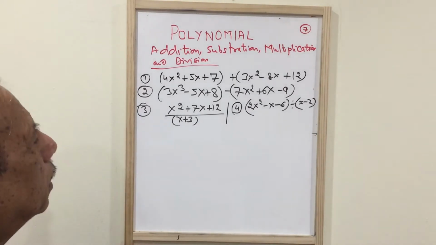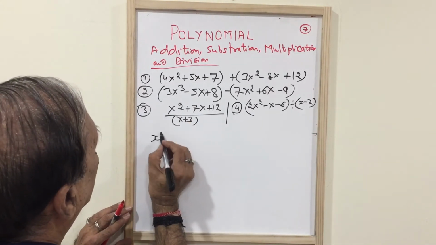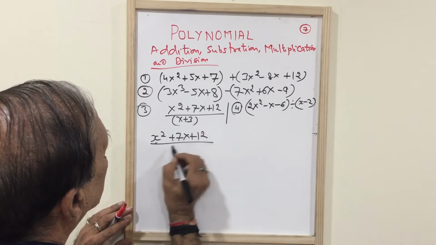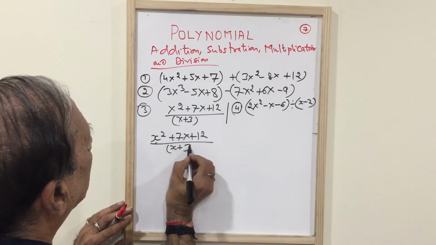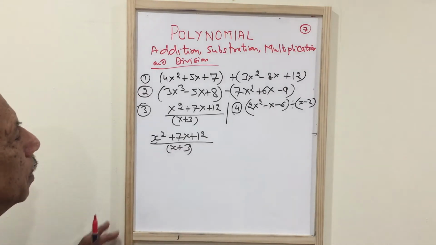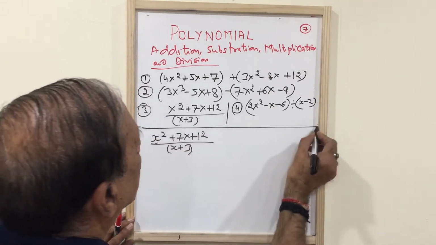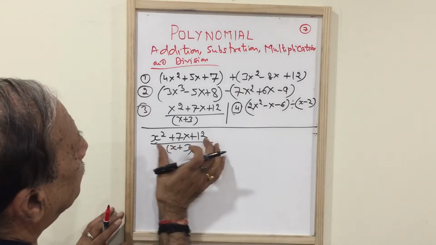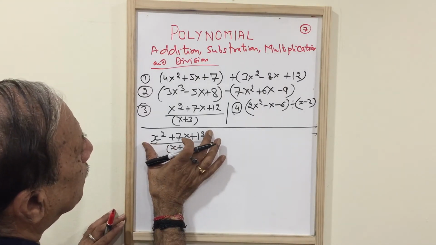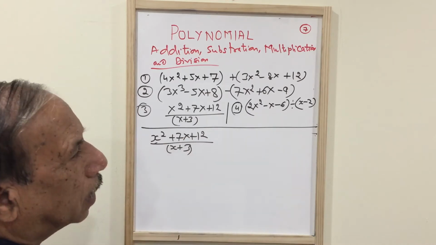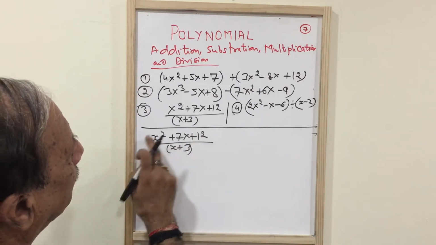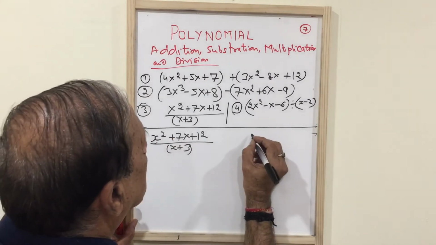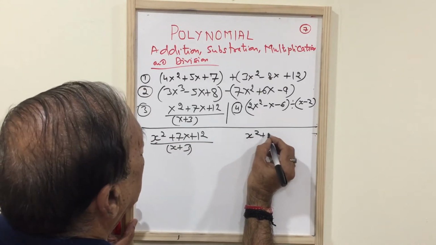We'll take the third example: x square plus 7x plus 12 divided by x plus 3. So we have to solve this equation. There are two methods. One method is, we'll write this inside and we'll divide with this. Another method is we will factorize it. In order to factorize this, I told you a method also earlier.